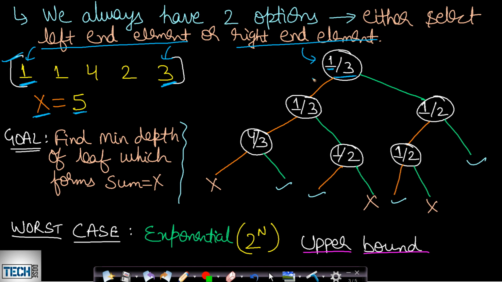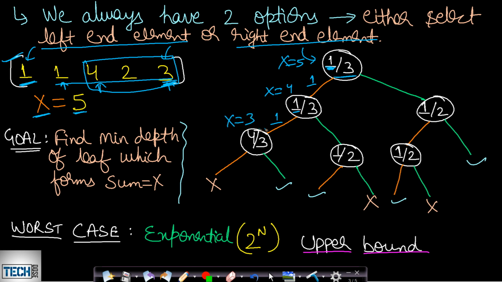Okay, so if we select this one, then our array will get reduced to only 4 elements, and now the left element is 1 and right element is 3. So again, if we select the left element, which is 1, then again our array will reduce to only 3 elements. 4 to 3, left element is 4, right element is 3. But your x value is also decreasing. x value here was 5. When you select this one, x value here was 4. When you select this one, then x value here will become 3.